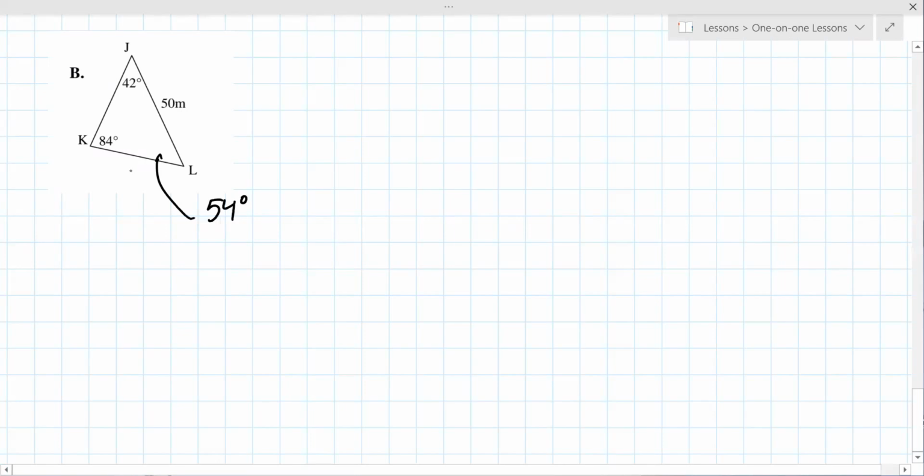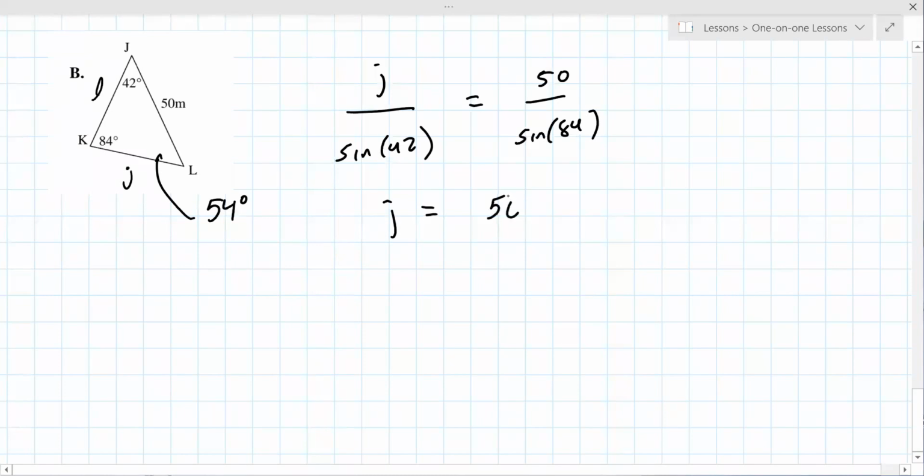Okay, so this is little j and this is little l. We're going to find little j first because you can find either one, but I'm just going to choose to find little j first. So j over sine 42 equals, and then you want to use the angle side that you have. So 50 over sine 84. So j is equal to 50 sine 42 over sine 84. And according to the solutions, it's 33.6 for that.